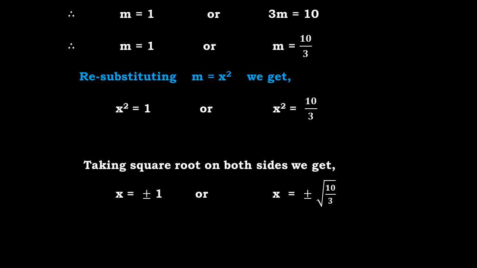See, 10 and 3 are not perfect square, so we can write root of 10 upon 3. Now see, in equation we have x raised to 4. That means for this equation you have 4 values of x. So we can write answer x is equals to plus or minus 1 or x is equals to plus minus root of 10 upon 3.